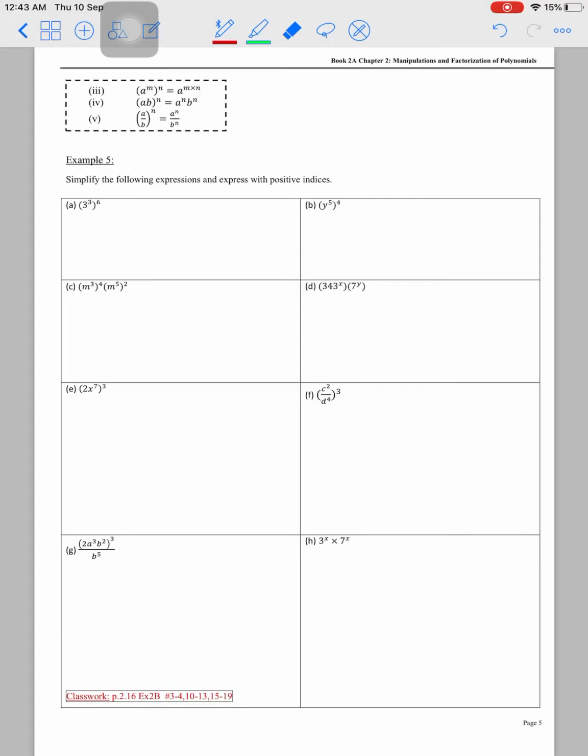Today we are talking about your notes, page 5. Here you've got 3 formulas. I will explain them one by one. Look at the first one first.